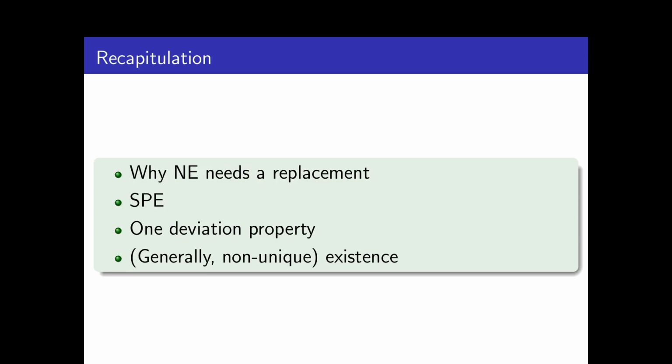Okay, so let us recap what we've done for the topic of subgame perfect equilibria. We started with a motivational example of why Nash equilibrium needs a replacement, why it's important to look at what happens at each subtree. Then we actually gave this replacement, which is the subgame perfect equilibria of Selten, who originated that. Then we studied the properties of that, we proved the one deviation property, which helped us to prove that the result of the backward induction algorithm is a subgame perfect equilibrium.